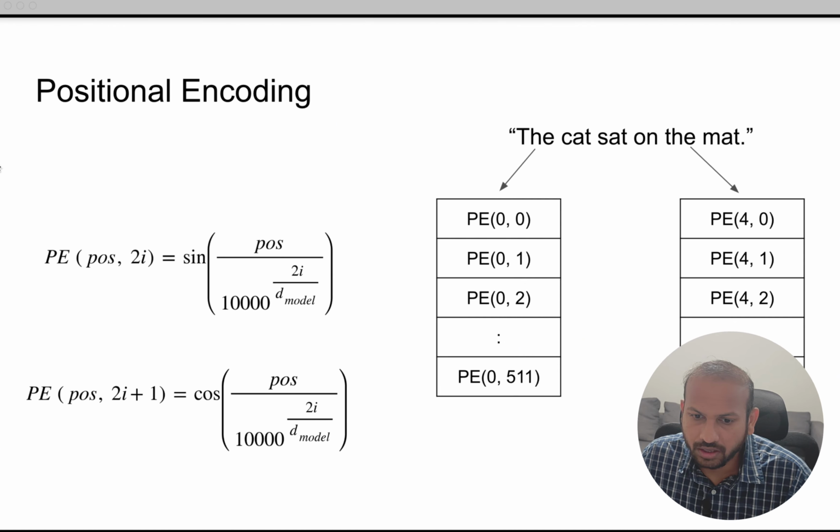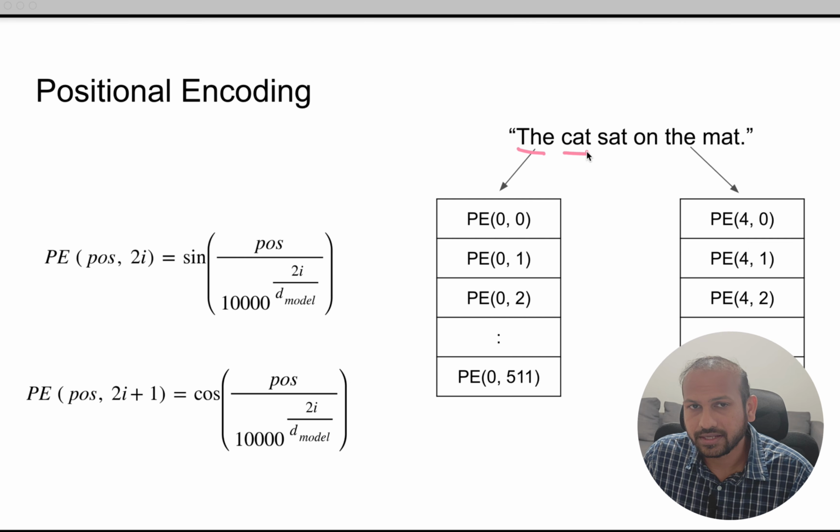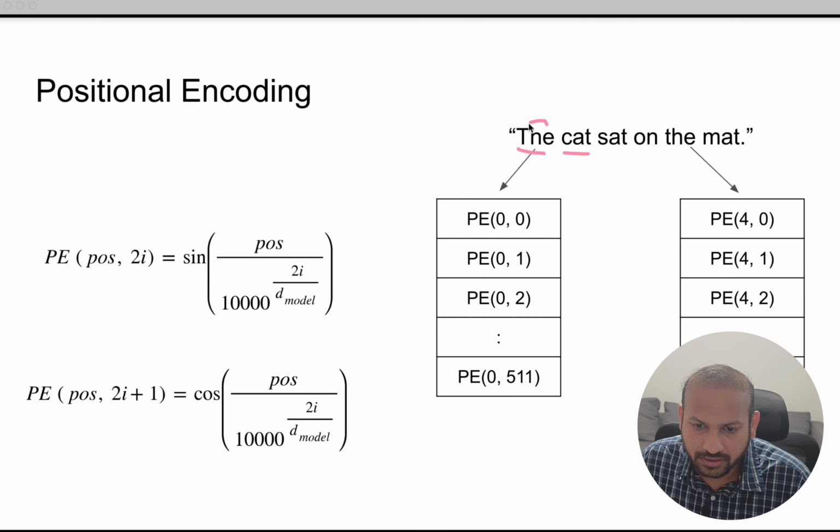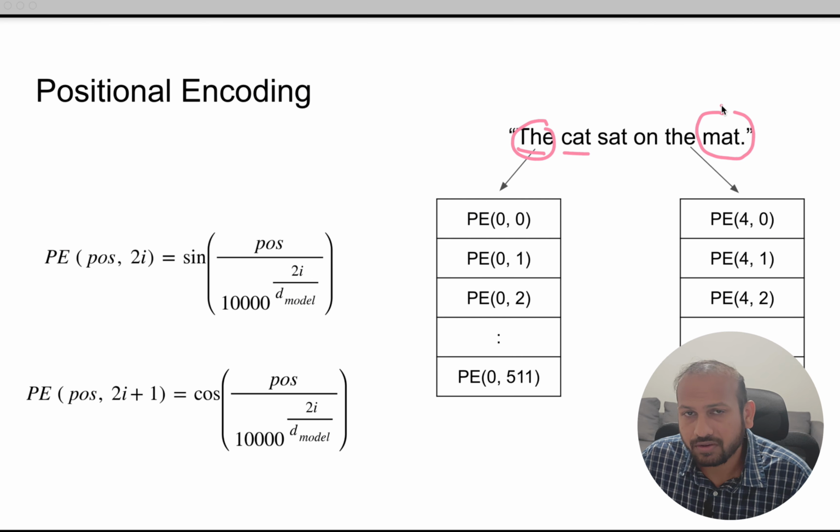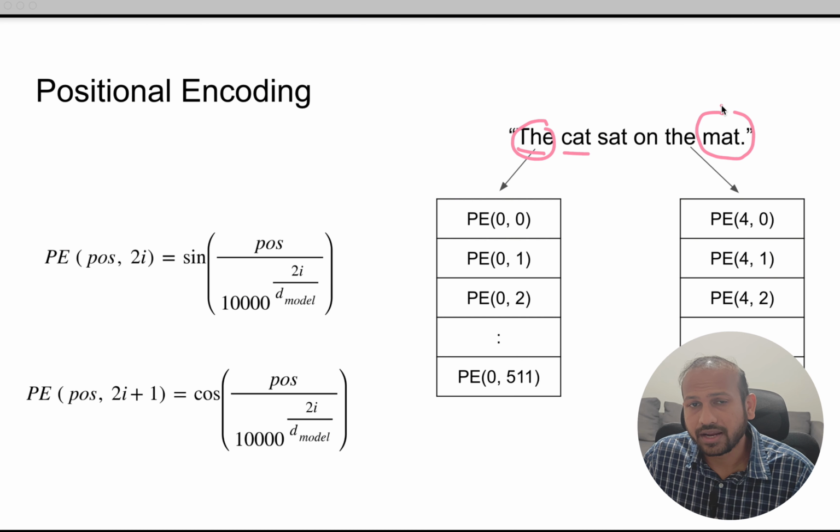So what does that mean? The word the and the cat are closer in the sentence, and that's why their encoding vectors will be closer to each other in high dimensional space. On the other hand, this the and the mat are far from each other, and that's why their encoding vectors will be away from each other in the high dimensional space. So if the sentence is longer, the first word and the last word will be far from each other in the high dimensional space.